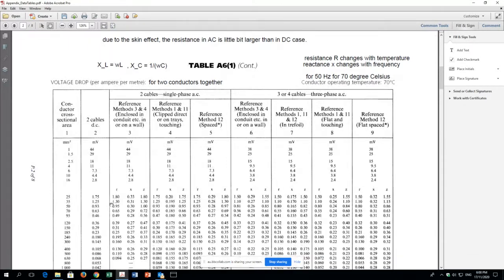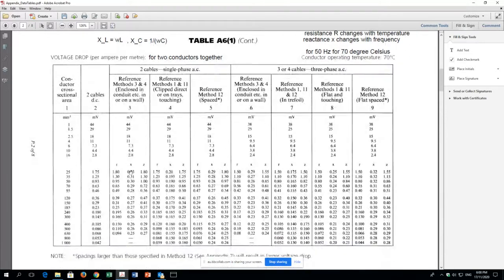As I just said, due to the skin effect, the resistance in an AC circuit is a little bit larger than in the DC case. You can see from here, that's the difference. For the reactance, look at here. Generally, it is an inductive one. Positive values mean inductive. Negative values mean capacitive.